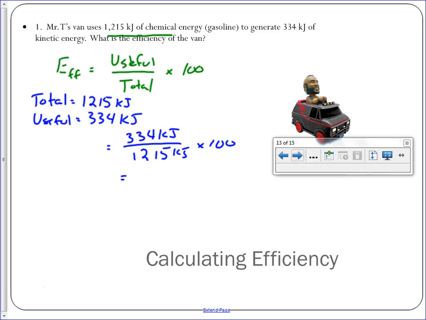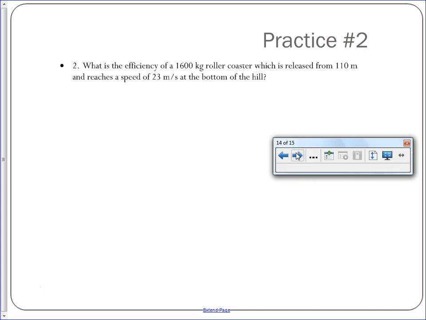And this ends up coming out to be 27.48%. However, significant digits play a role. We have 3 here, we have 4 down here, and so our answer should have 3. So our answer should be 27.5% efficient. Again, really low. So that's an example of efficiency. Now, we're going to see some examples that won't just give us the energy right away that we want. So let's take a look at this next example.